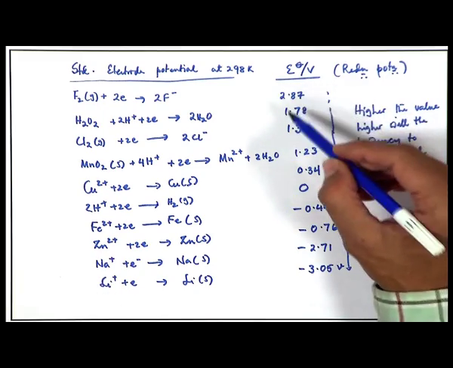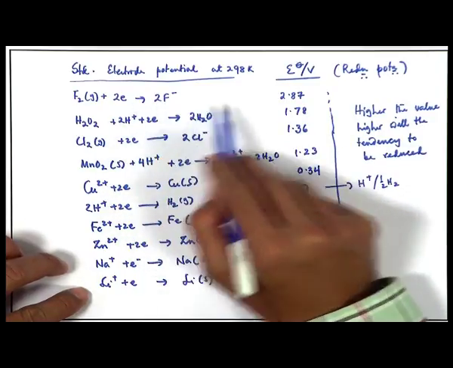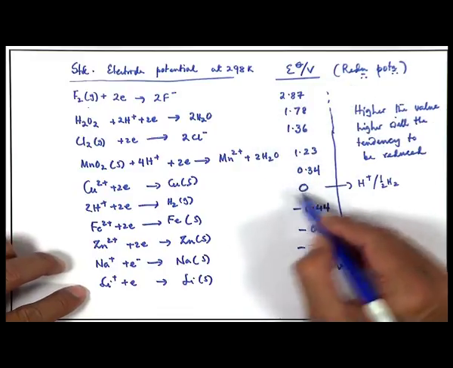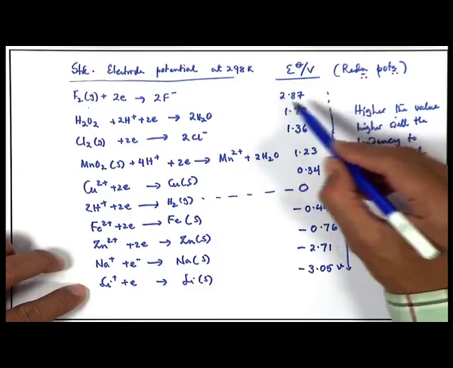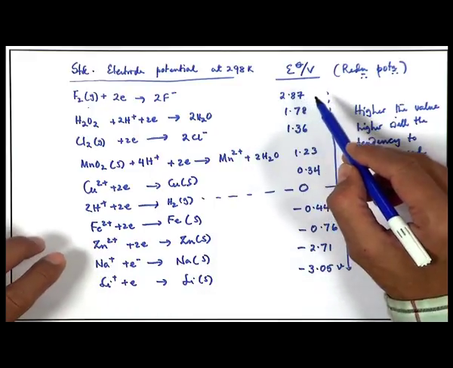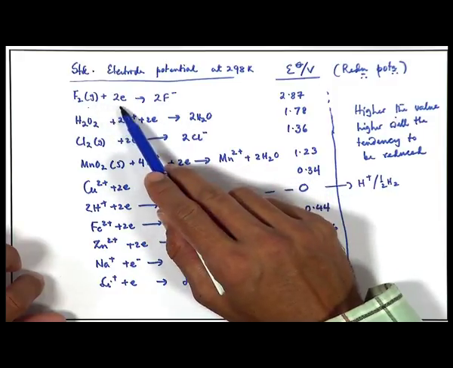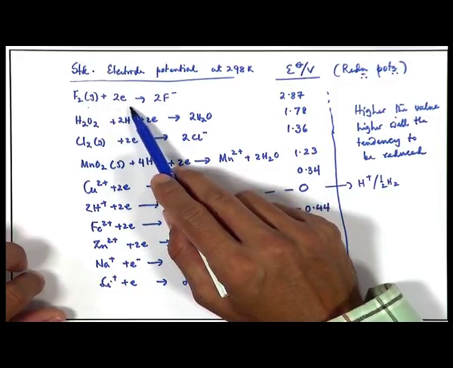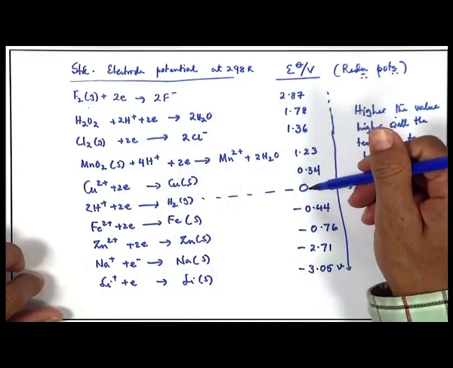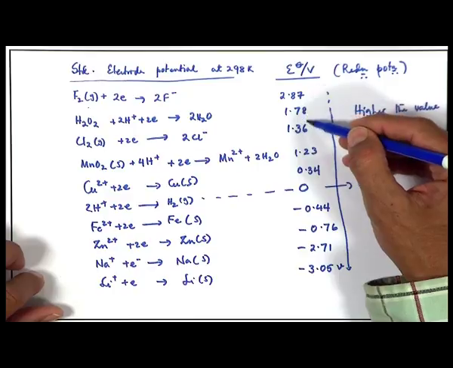You see that for fluorine gas, in the reduction scheme it is fluorine to fluoride, it is plus 2.87, consider this one for hydrogen. So, that means it is a positive value, the system will have a much higher tendency to remain as fluoride. So, it will be a very strong oxidizing agent and a very weak reducing agent compared to this. So, as you move towards the hydrogen, you see that these values are reducing.